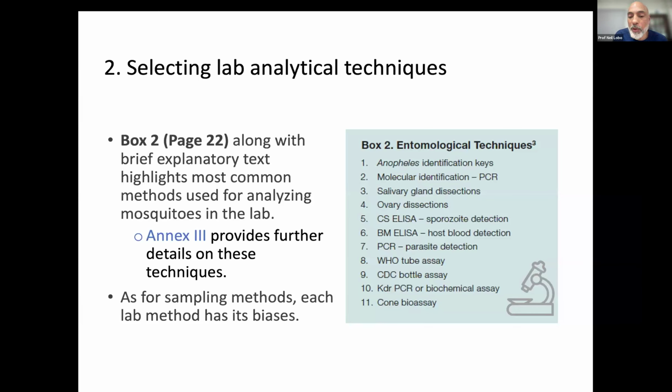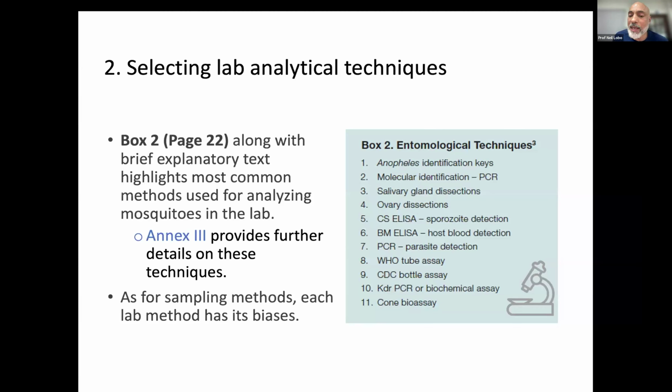And this is important. An important difference between PCR and ELISA is that with ELISA, we look for the presence of the sporozoite protein, and that is in the salivary glands, which means those parasites in those mosquitoes in the salivary gland are infectious. They can infect a human being. However, when you do PCR, you're looking for DNA.